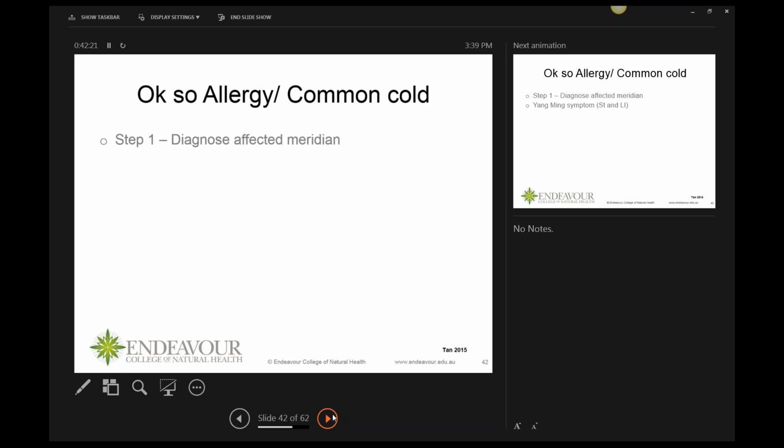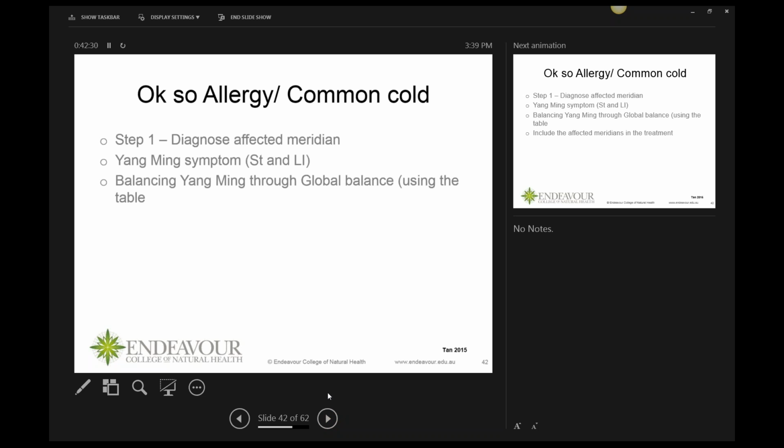The vast majority of this is a Yang-Ming problem. So our Yang-Ming is our stomach and large intestine. Balancing a Yang-Ming through a global system, so using that table, coming up with what treats the stomach channel and what treats the large intestine channel, writing them out, and then how can we hack that to come up with the least amount of meridians possible, and still end up with a stable structure.